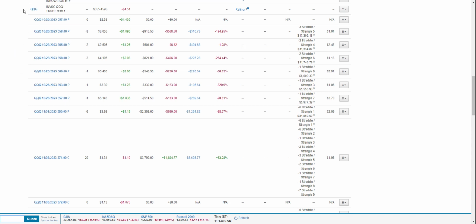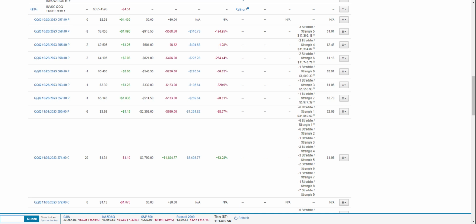So you see here the Qs, Invesco QQQ. I'm trading this quite a bit now, but anyway, current price is 355.45. It's down $4.51 per share as of right now. So you see this is a zero. I've already rolled this position. So tomorrow or Monday, this whole line will be gone. Plus, it expires today anyway.